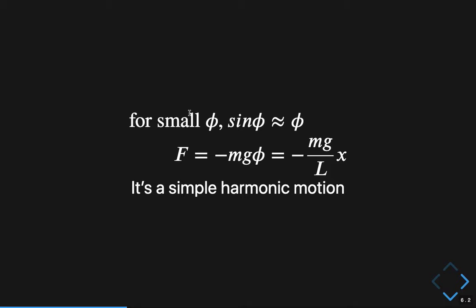And we know that for small phi, sine phi is approximately phi. So we can simplify the equation to F equal to minus mg times phi, and phi is equal to x over L. And we know that a constant times displacement is the simple harmonic motion equation.